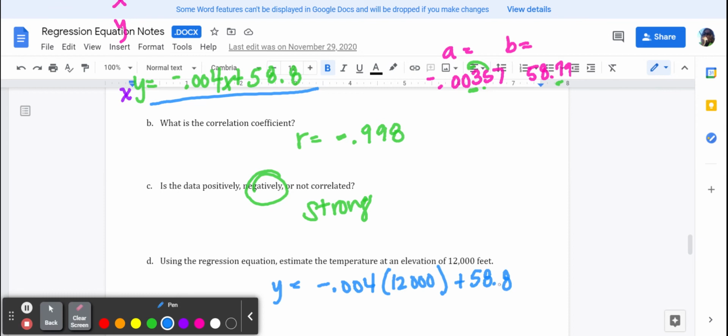And when you put that into your calculator, you should get 15.6. So the temperature at 12,000 feet, I will predict to be 15.6 degrees.